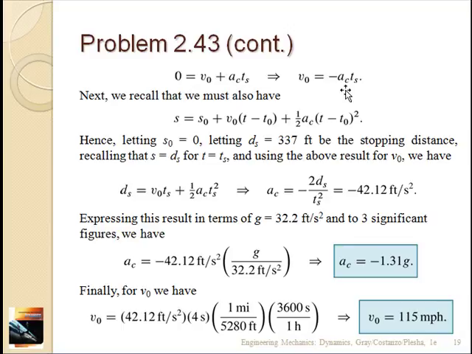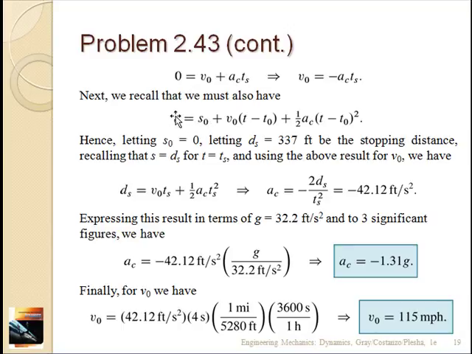Okay, but that's not enough because we don't know V naught or AC. But we also know something about position. So the position S is the initial position plus initial velocity times the change in time plus 1/2 AC times (t minus t naught) squared. We'll assume the initial position is 0. The final position then is d equals 337 feet, which is the stopping distance. And we know that it took 4 seconds to do that. So we know the initial time is 0, the final time is 4 seconds. We know all that. We don't know V naught or AC, but the final position is 337.